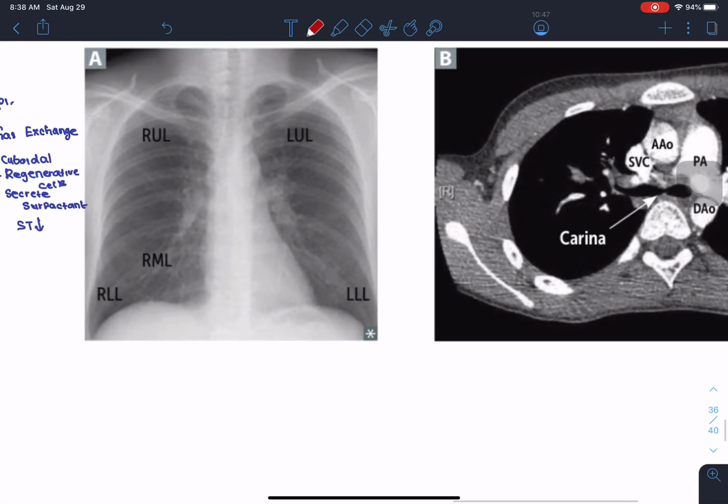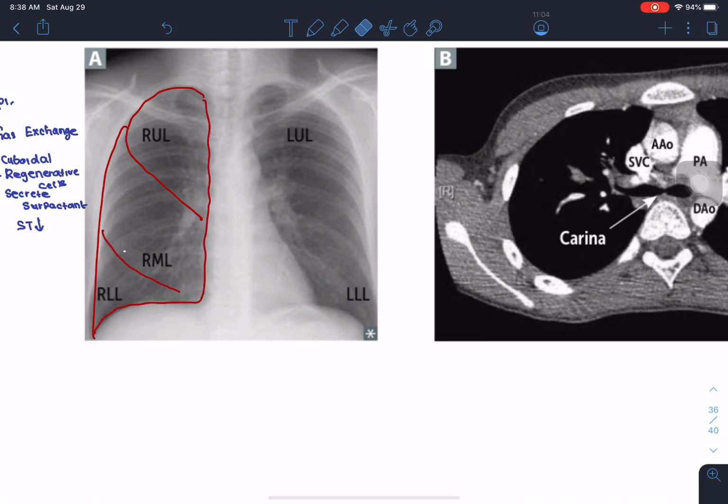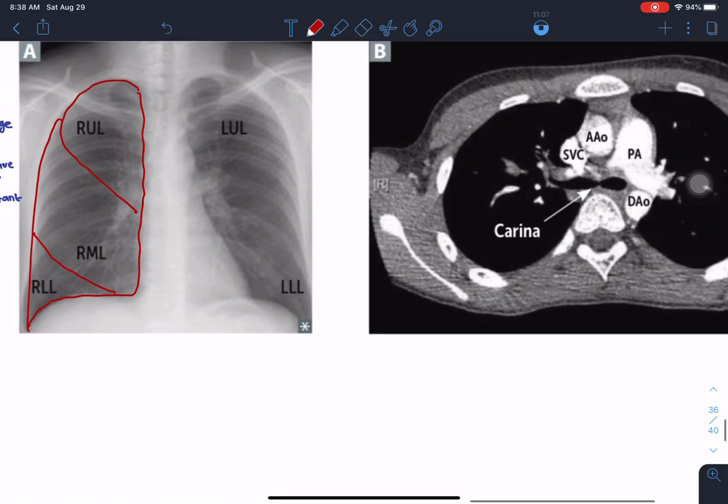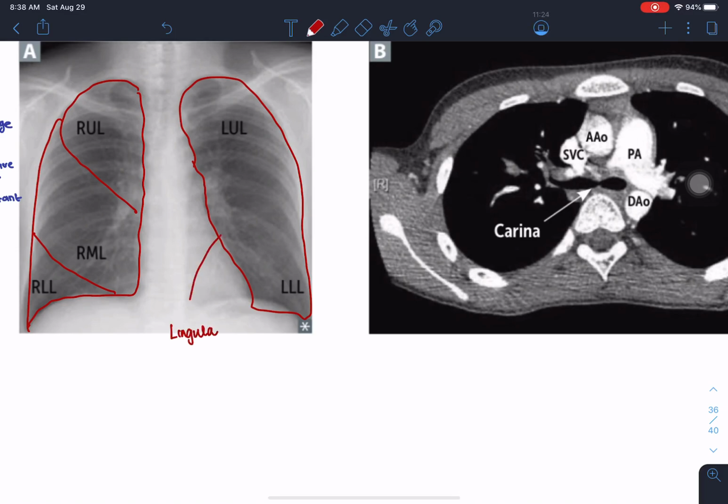But first, you need to know that the right lung has 3 lobes. The right upper lobe, the right middle lobe, and the right lower lobe. And you can see the clear demarcation. It is separated clearly. But then because of the heart, the left middle lobe is replaced by a structure called the lingula. And you have the left upper lobe and the left lower lobe.